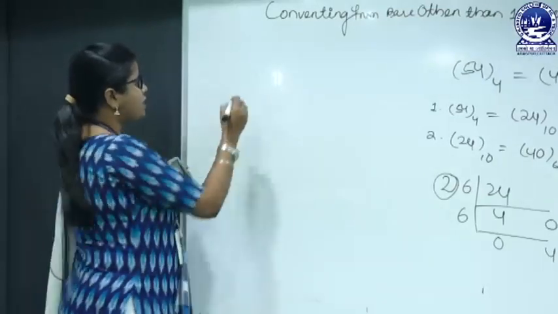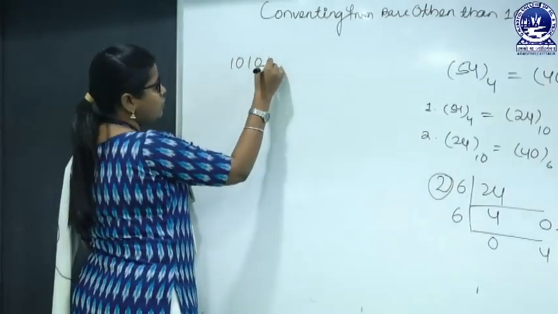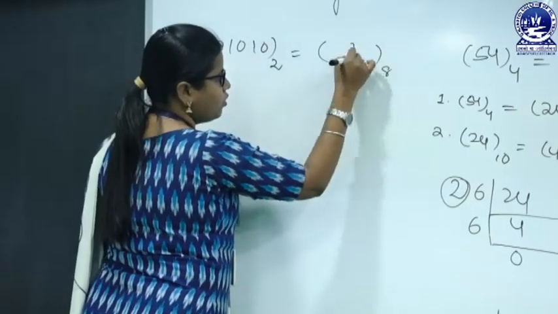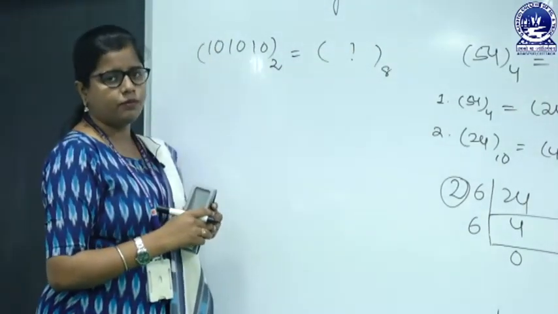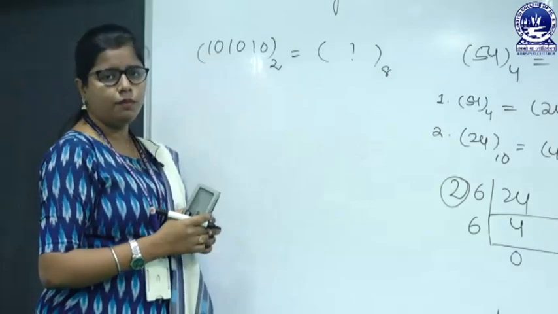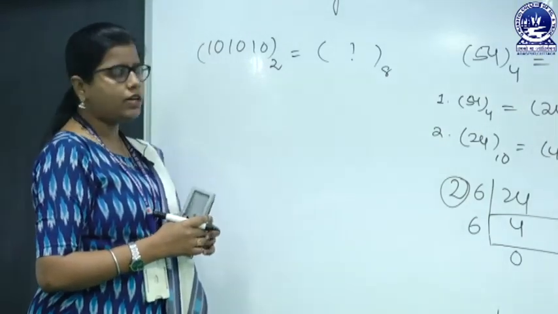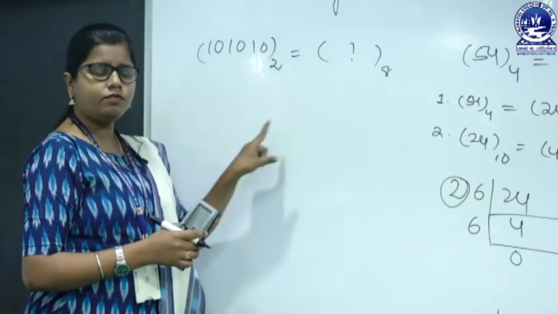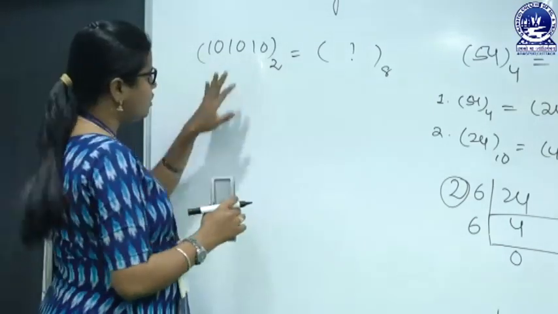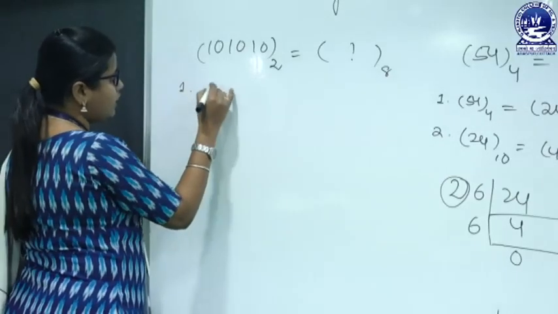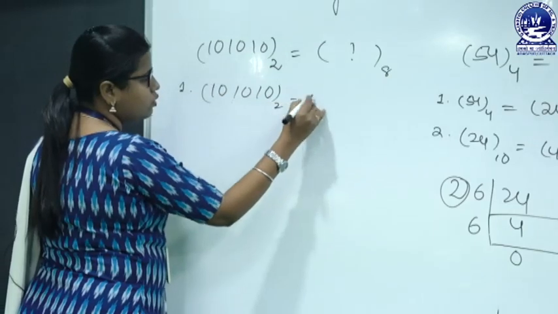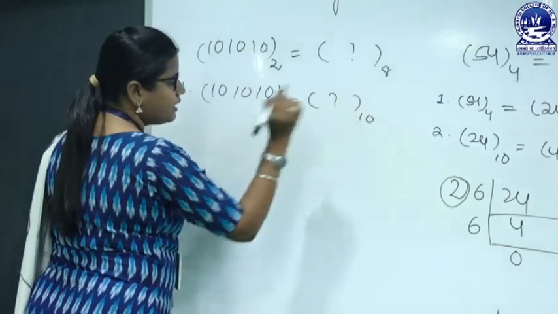Suppose the next question is: 101010 base 2 is equivalent to what in octal? We need to convert base 2 into base 8. So first we will convert this base 2 to base 10, then we will convert base 10 to base 8. So first step, we need to convert 101010 base 2 into the equivalent decimal.